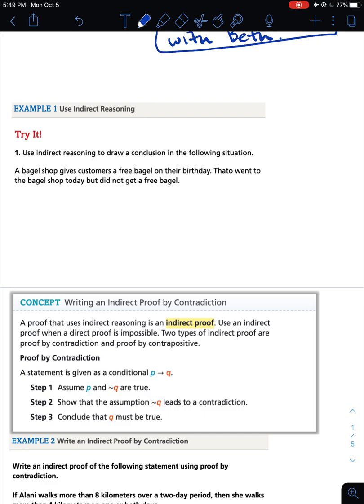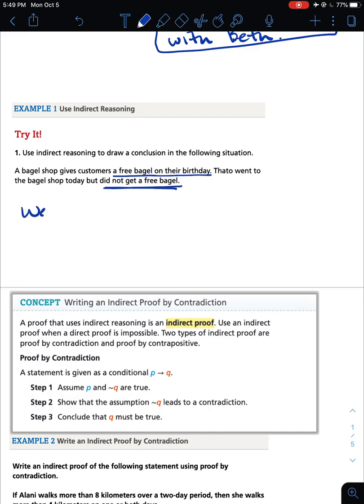All right, welcome back. Let's do this together and see if we got the same answer. A bagel shop gives customers a free bagel on their birthday. Thedo went to the bagel shop today but did not get a free bagel. If it's your birthday, you get a free bagel. So if he didn't get a free bagel, then it's not his birthday.